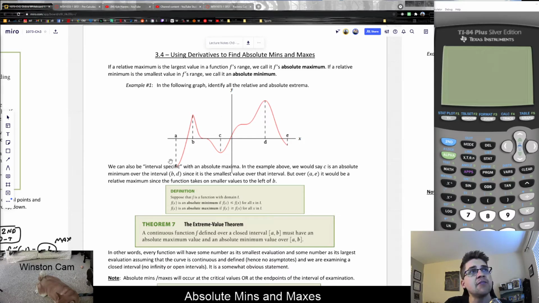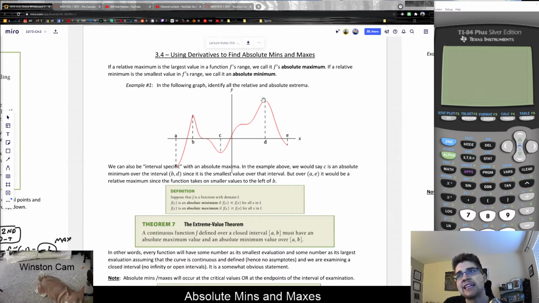So taking, for example, this particular random graph of a function, we can see that it attains a minimum value. It appears to be at A, the smallest point on the graph, the lowest point. And then the highest point, the absolute maximum, occurs at D. And as we know from 3.1 and 3.2, we also have relative mins and maxes. Technically, all absolute mins and maxes are also considered relative maximums, which coincide with the critical values.